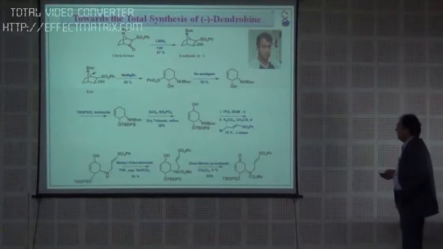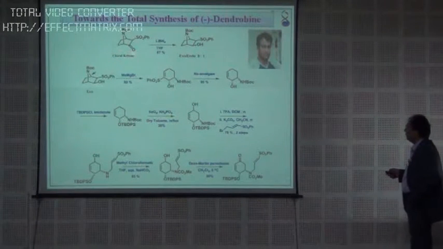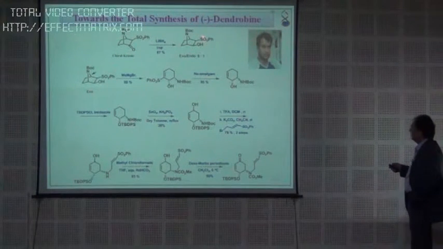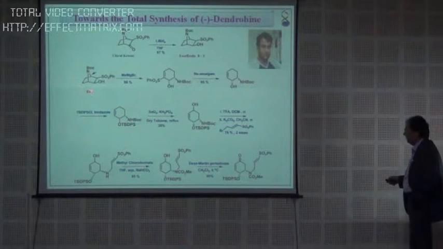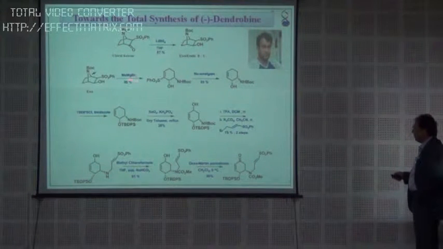Let me show you. Very simple. We reduce to have this. The exo-endo ratio is 9:1. It is separable, so we separate it, and this exo compound undergoes the methyl magnesium bromide reaction, which is used as a base, not as a Grignard reagent. It opens this and gives you this cis stereochemistry.